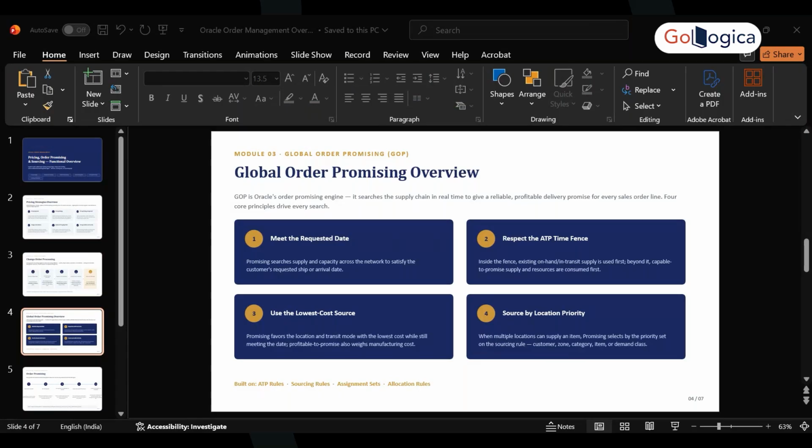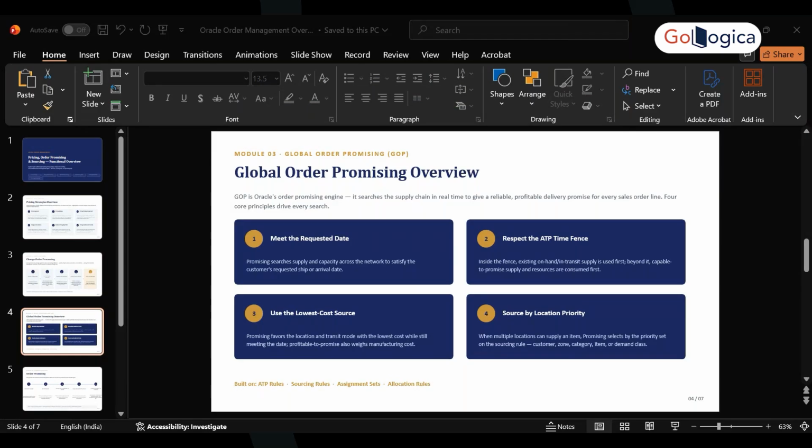If sufficient supply is available, Oracle confirms the requested delivery date. If the supply is insufficient, Oracle calculates the next possible delivery date based on the available inventory and future supplies. This ensures that the customer receives realistic delivery commitments rather than inaccurate promises. So we will go through the four principles which we may need to meet.